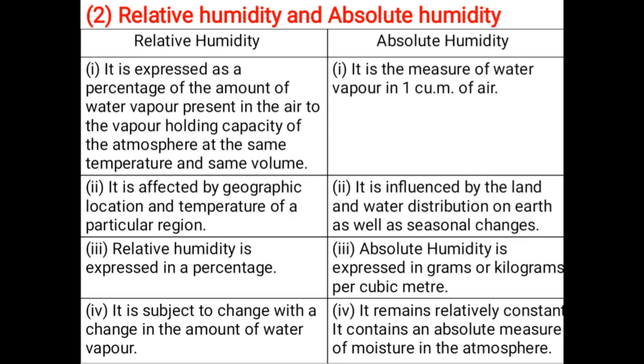Relative humidity is expressed in a percentage. Absolute humidity is expressed in grams or kilograms per cubic meter. It is subject to change with the change in the amount of water vapor. It remains relatively constant. It contains an absolute measure of moisture in the atmosphere.